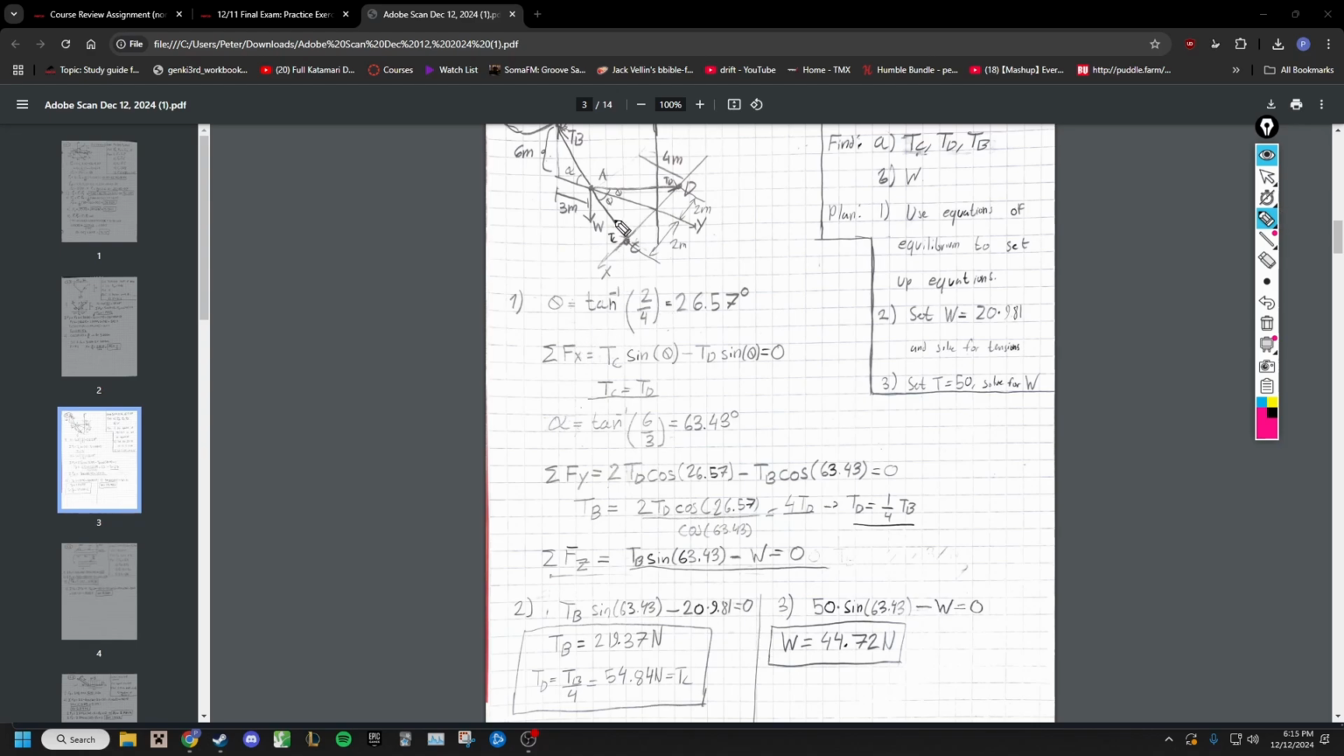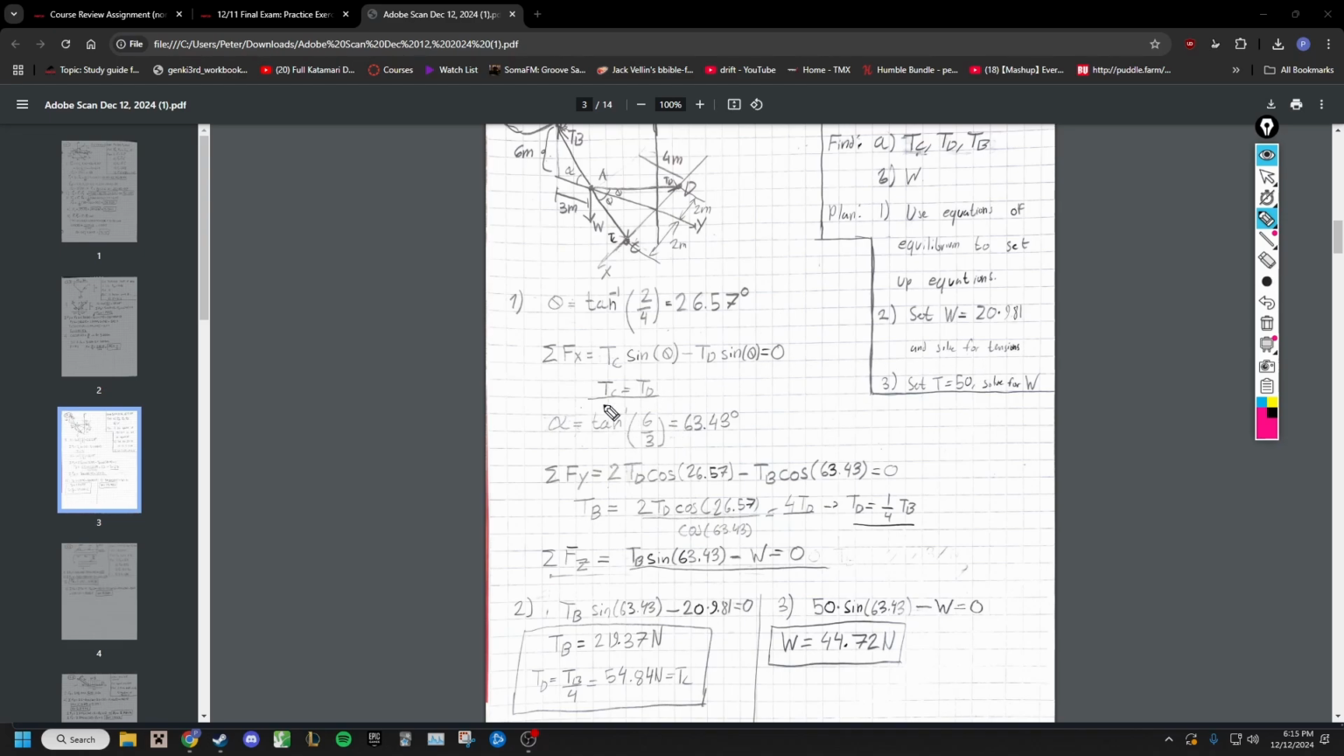So we first have to find the angle that each of these vectors TC and TD make with the y-axis, and they'll have the same angle as they both have the same distance from the y-axis, and they both have the same length of this component here. We find that angle by doing the inverse tangent. We find that angle as 26.57. Then we do the equation of equilibrium to find that TC actually equals TD.